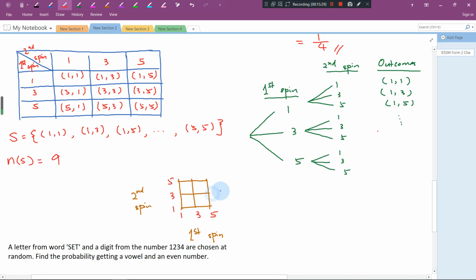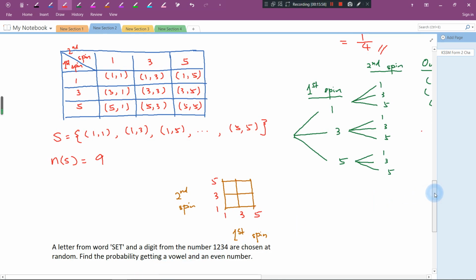Now, to get all the combinations, we just look at the intersection points over here. We have 1, 1, 1, 3, 1, 5, 3, 1, 3, 3, 3, 5, 5, 1, 5, 3, 5, 5. So you notice that this just uses a little bit of space, right? So these are a few ways to help you get all the combinations. Okay, let's try one more last question.